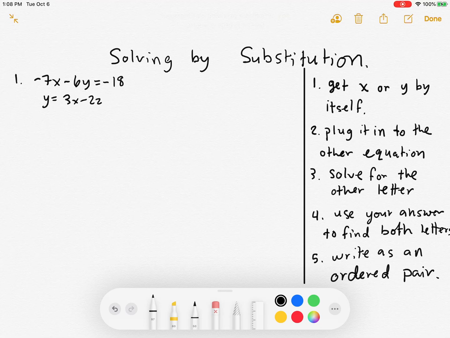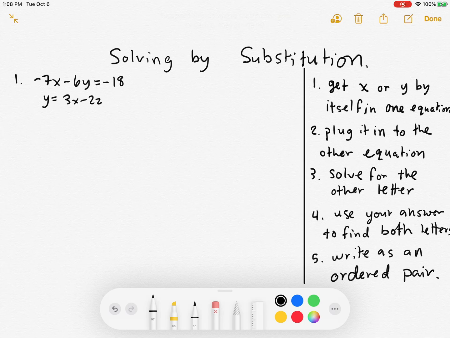I've gone ahead and written out the steps to the right, and they read: the first step is to get x or y by itself in one equation. The next step is to plug it into the other equation. The third step, solve for the other letter. That sounds more complicated than what I mean. If you plugged in the y, you've got to solve for the x, or if you plugged in the x, you've got to solve for the y. Number 4, use your answer to find both letters. Number 5, write as an ordered pair. So let's go ahead and try.